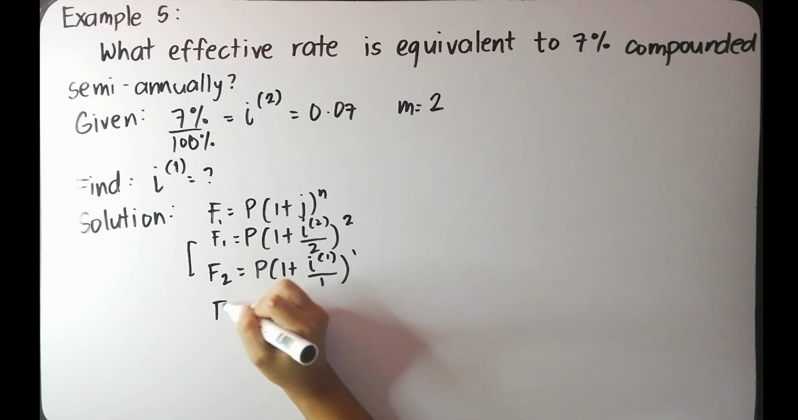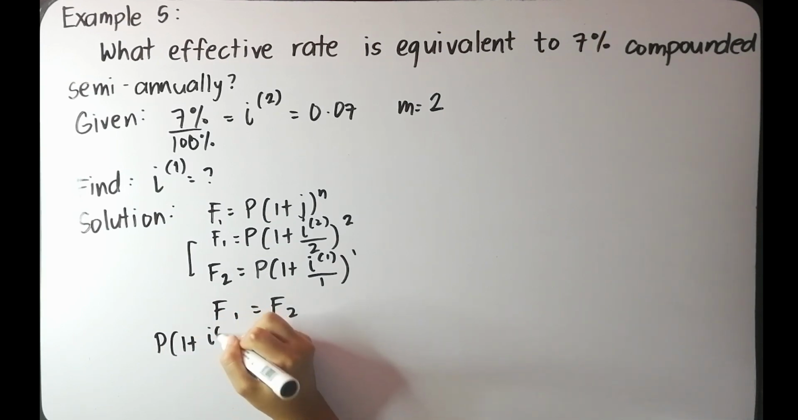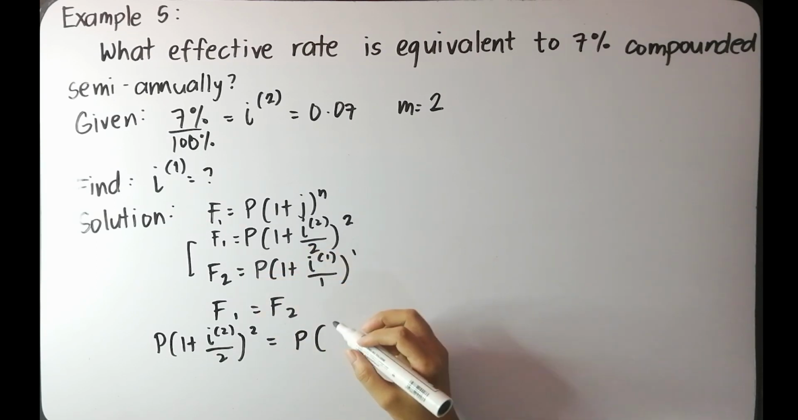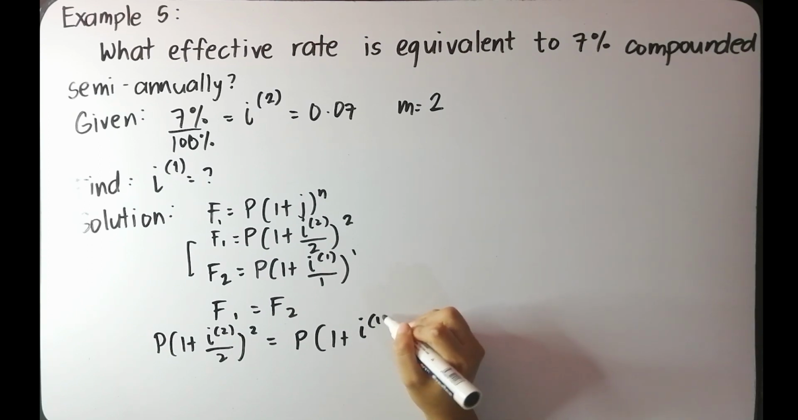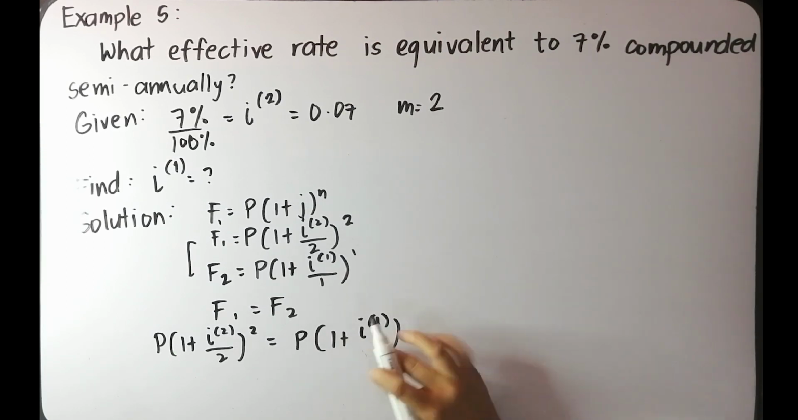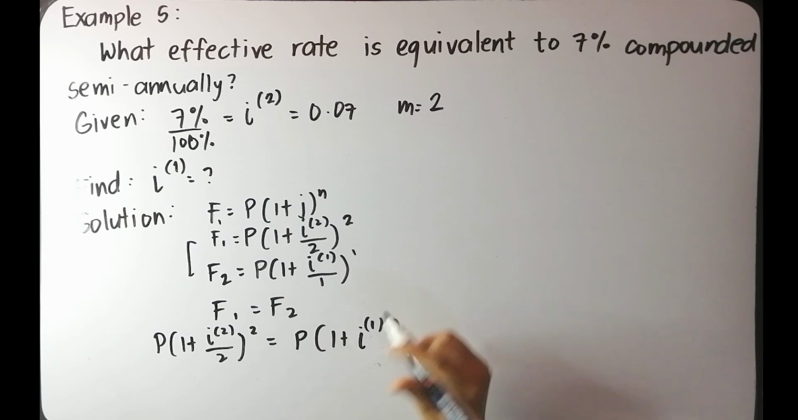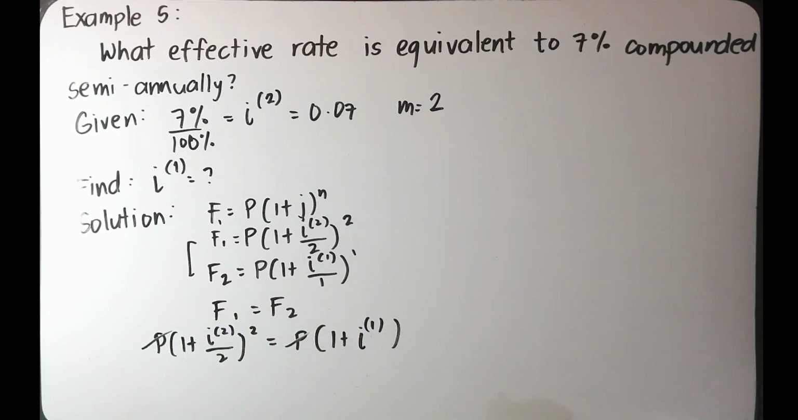Equate these two equations. So we have F1 equals F2. So we have P times 1 plus i^(2) over 2, raised to 2, equals P, our F2, times 1 plus i^(1) over 1, or we can just not write it raised to 1. Both sides have the same principal value, so they are equal and we can just eliminate it. How can we get i^(1)?